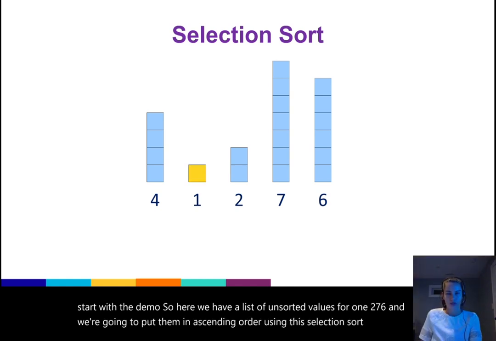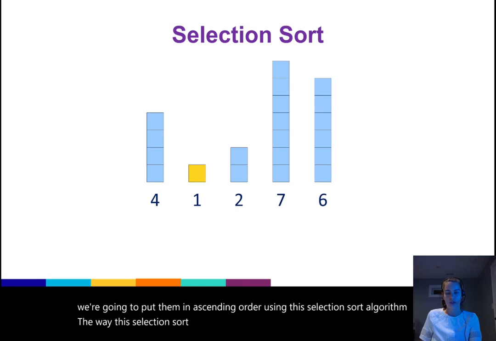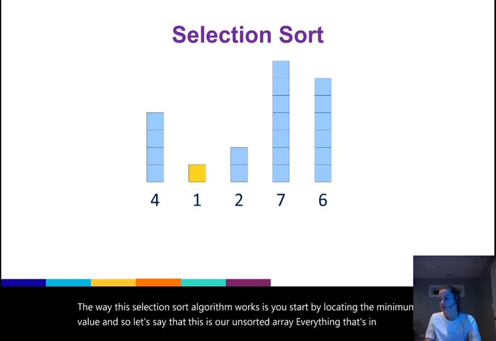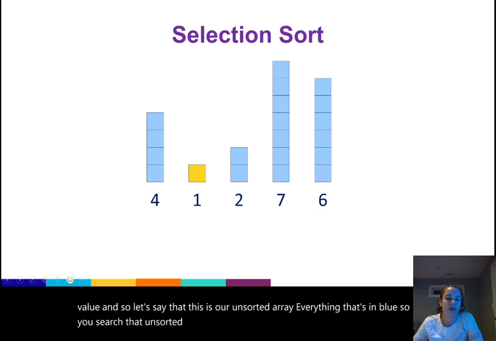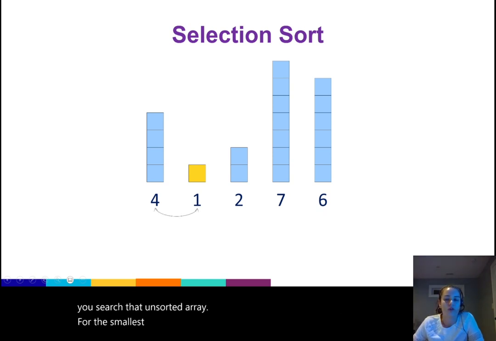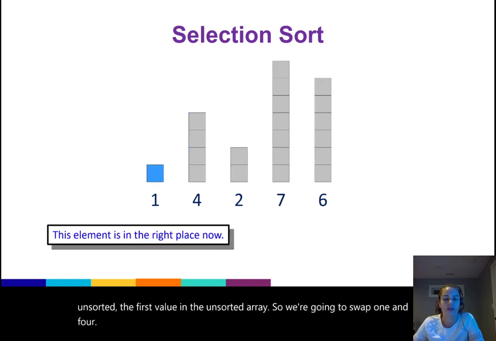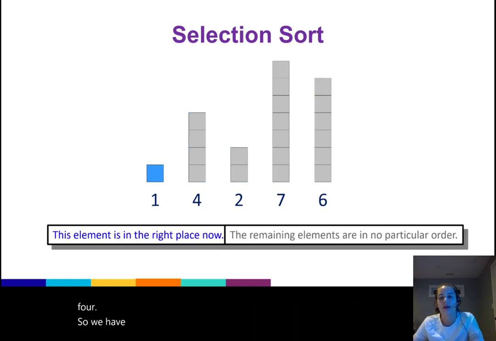The way the selection sort algorithm works is you start by locating the minimum value. Let's say that this is our unsorted array, everything that's in blue. You search that unsorted array for the smallest value, and then you swap that smallest value with the first value in the unsorted array. So we're going to swap 1 and 4. Now we have one element that's in place.